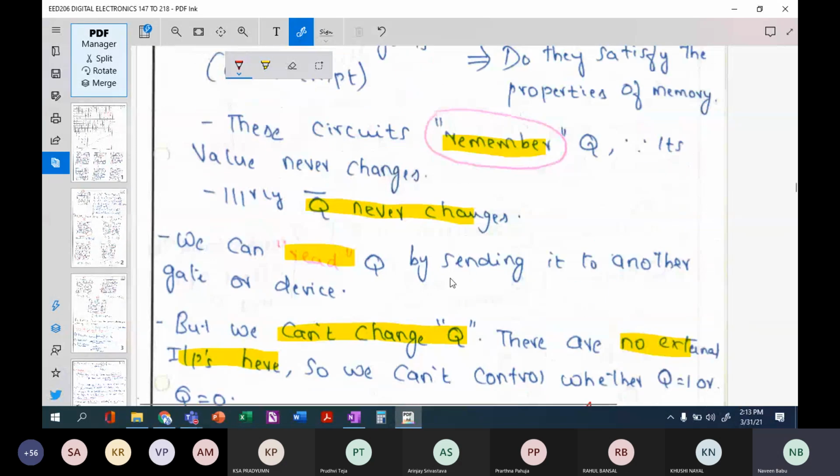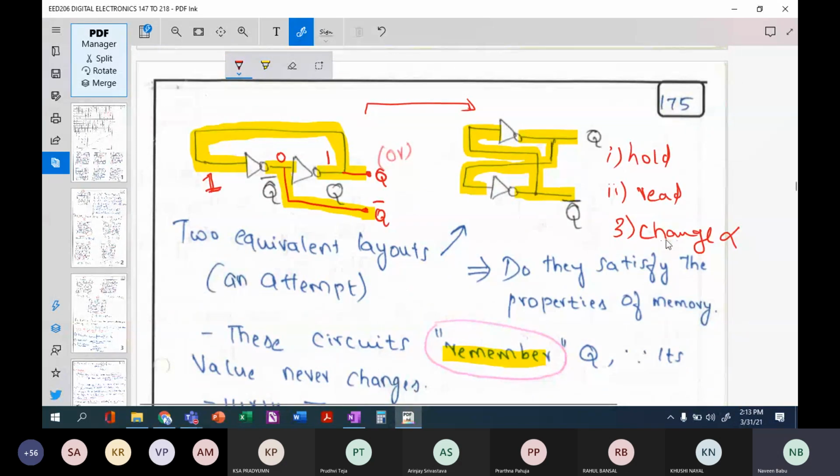Now, in order to include the third specification of ours, where we can change the data, let us replace these two NOT gates with a NOR gate. When we use a NOR gate, what will happen? Your NOR gate will have two inputs, right? Out of these, one of the inputs, let us use for some external input, and the other input, let us use for something similar to this particular part. Similarly, on the bottom part also, we will have a NOR gate here. One we can use as an input, and the other as the feedback circuit. So this will be our Q, this will be our Q bar.